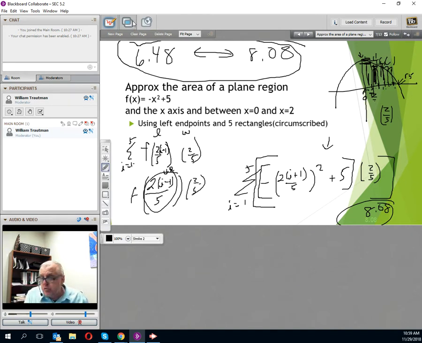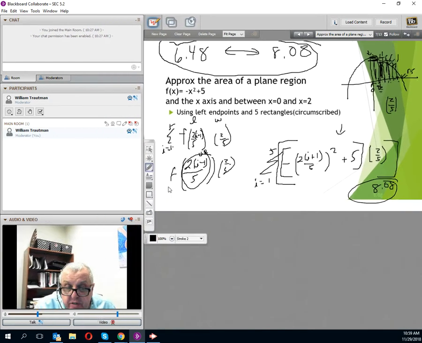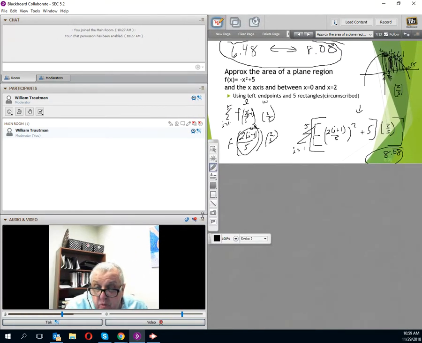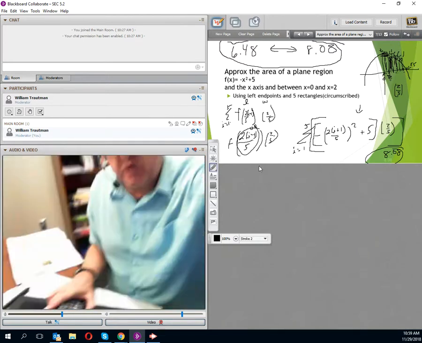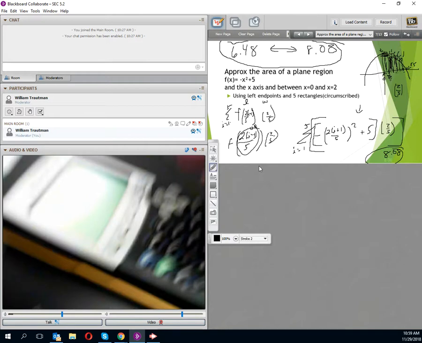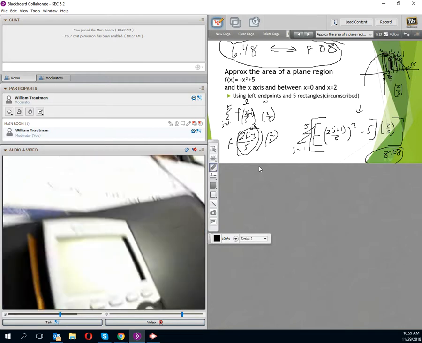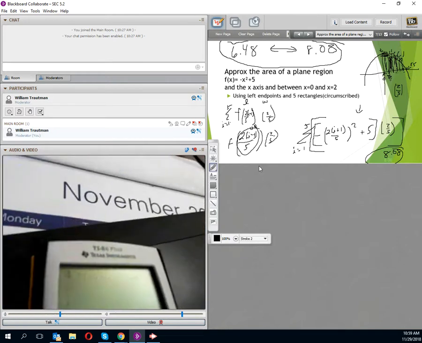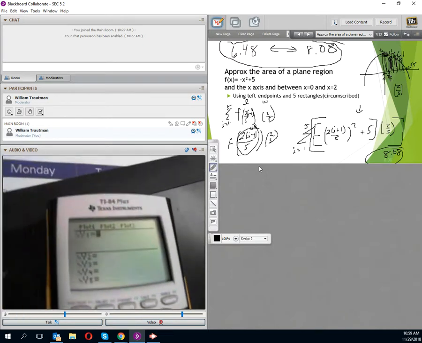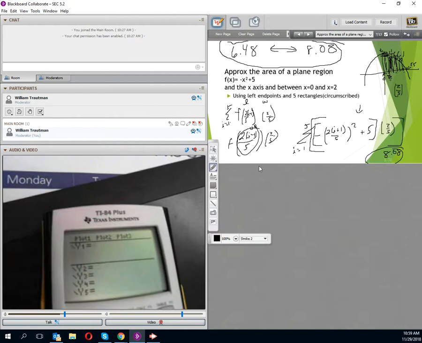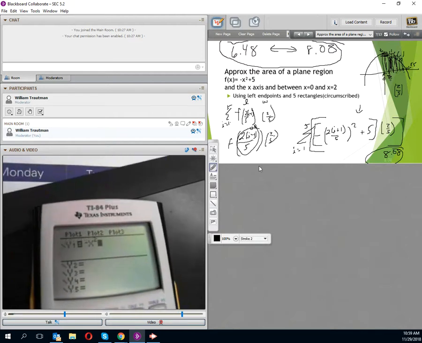I'm going to do the true area on our calculator, how to do a true integration on a calculator, in case you haven't done it. There are a couple of ways of doing it. I like using the graphing method. So I'm going to first graph our function. I go to y equals, and I'm typing in our function, negative x squared plus 5.